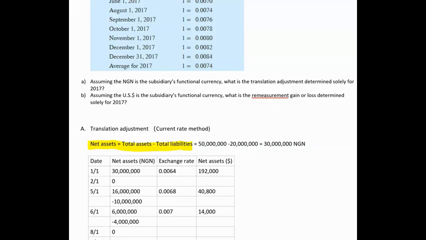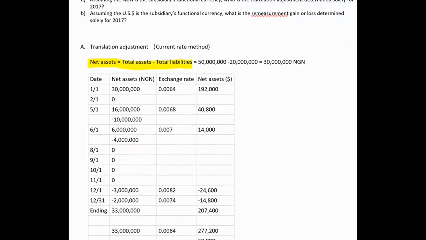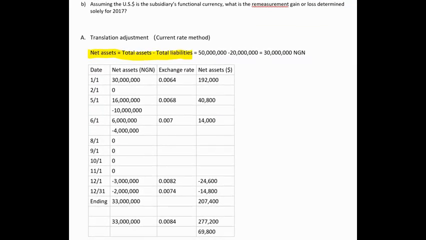To solve this question, we compare two numbers. One is the ending balance of their net asset in foreign currency, and the other is that amount in US dollars if we keep updating the balance based on the current exchange rate. Okay, so here I prepared a schedule to show you how we can solve it.